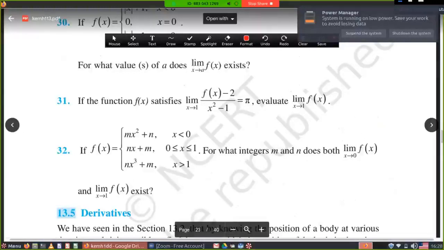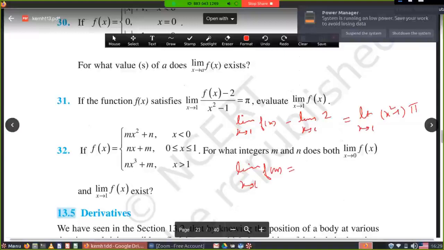Okay. You can see here, the limit as x tends to 1 of the function f(x) minus the limit as x tends to 1 of 2 is equal to the limit as x tends to 1 of the function (x square minus 1) into pi. You can write question number 31 like this. Now you have to solve it. The limit as x tends to 1 of f(x), we have to simplify. The 2 becomes shifted to the right hand side. When you apply the limit on this, this becomes 0 and 0, and this is shifted. Now you can do question number 31.